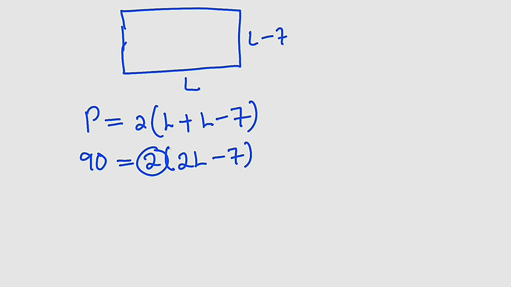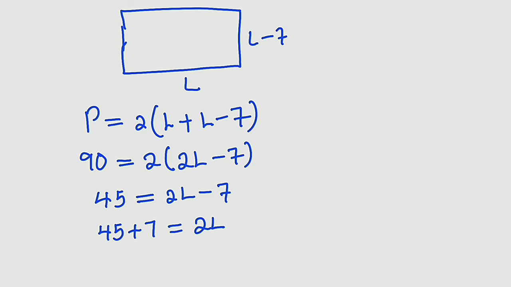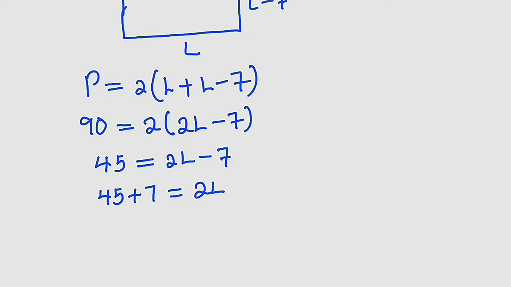Divide both sides by this 2 because 2 is multiplying. 90 divided by 2 will give us 45. This is equal to 2L minus 7. You can take negative 7 to the other side. We have 45 plus 7, as it crosses over, and this is equal to 2L. And 45 plus 7 will give us 52, which is equal to 2L.